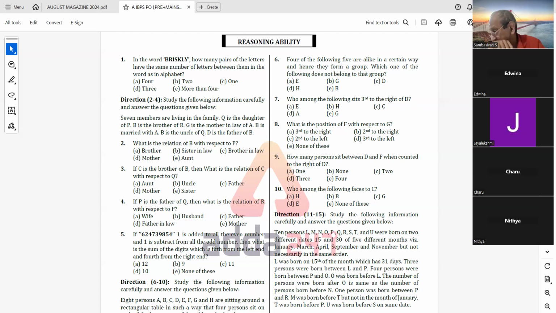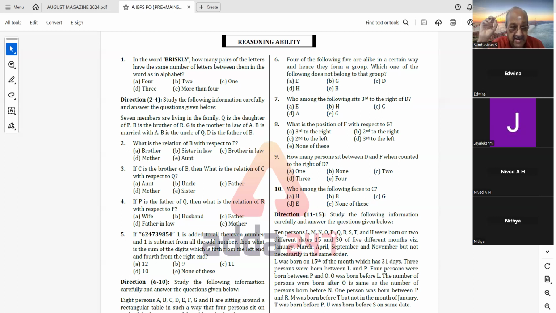What is the answer for question number five? B, that is nine. Okay, let us wait for others to tell us. Please tell, B for Bombay, D for Delhi, C for Delhi? You are telling Delhi as the answer.